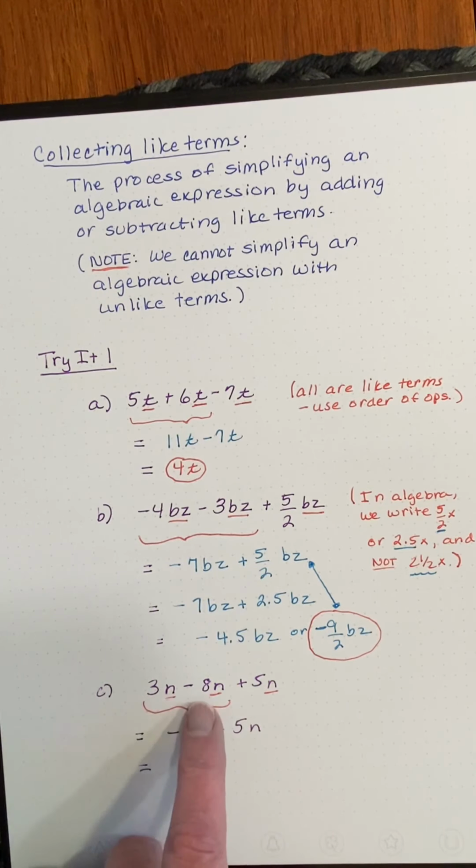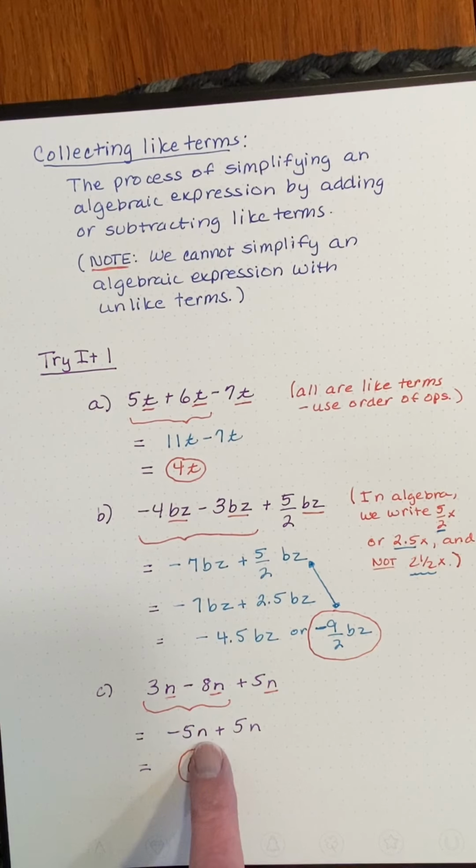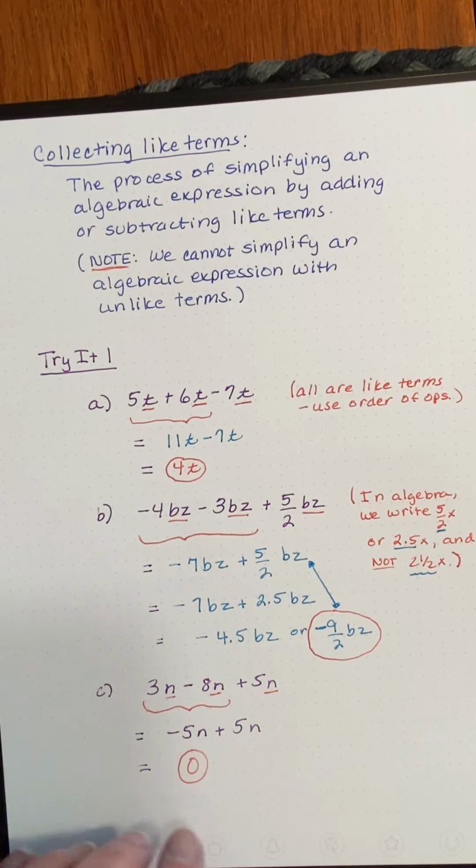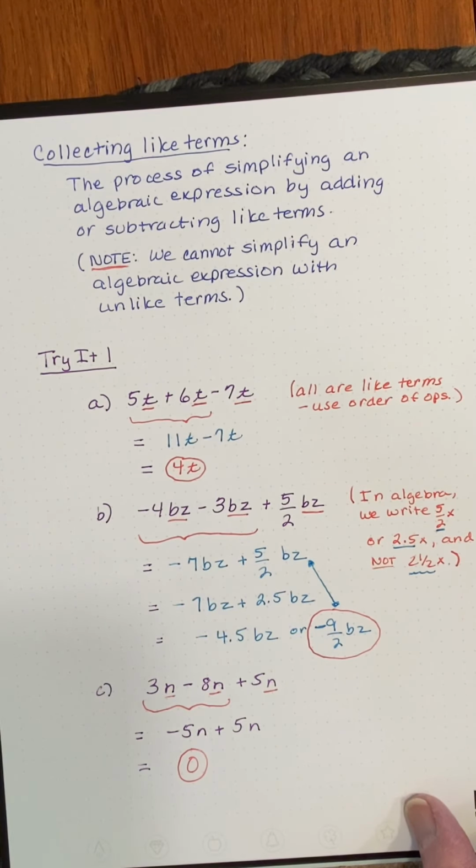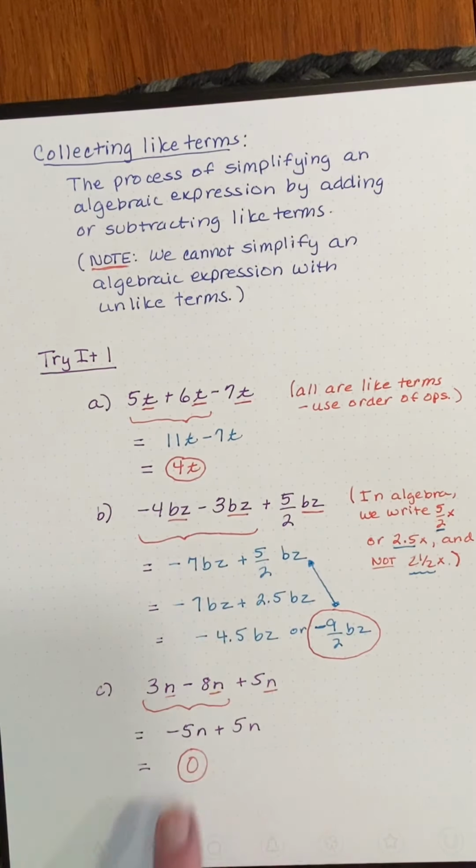Okay, so going on, letter C, again we have like terms, 3n minus 8n plus 5n. So 3n minus 8n is a negative 5n plus a 5n. So negative and a positive, they kind of cancel each other out, as do the variables. So our answer here is simply 0. That takes us through try it 1. In all these examples, we had like terms. All of the terms were like.